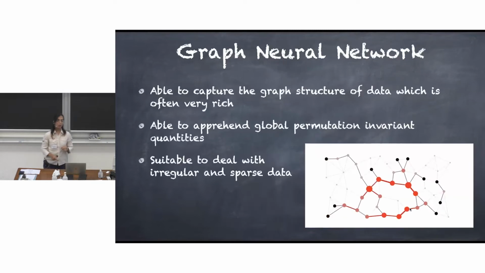So what are their advantages? Basically, they are able to capture the graph structure of the data, which often is very rich. In our case, it includes all the information that we would like to use. Also, we can infer the cosmological parameters from this field. They are able to apprehend global permutation invariant quantities, and they are suitable to deal with irregular and sparse data.